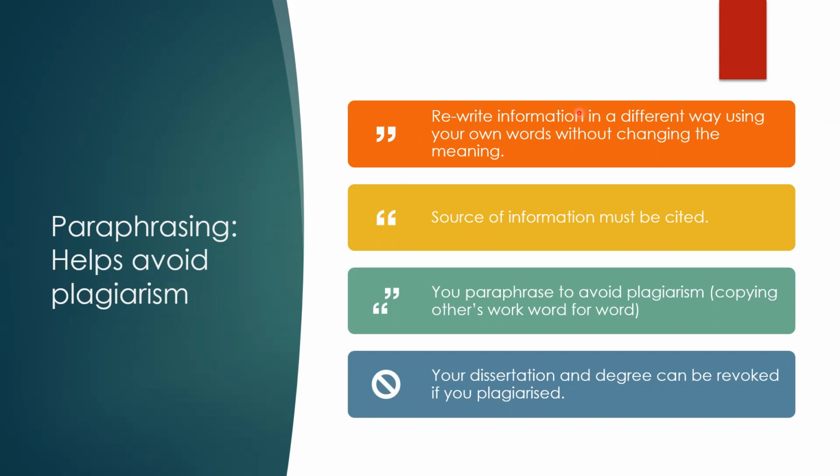To avoid plagiarism, you need to rewrite information. If you get salient points from other people's work, you need to rewrite that information in a different way, using your own words and without changing the meaning you are trying to convey. Most importantly, the source of information must be cited. Everywhere you take salient points and paraphrase them in your own paragraph, at the end of that paragraph you must cite the source where that information is coming from.